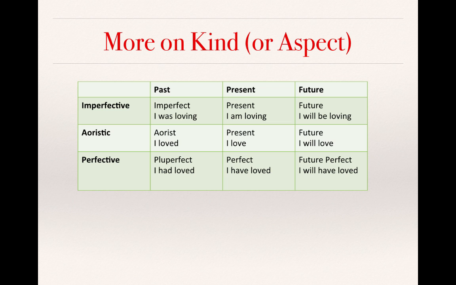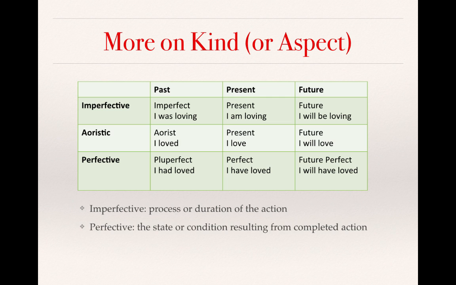So on the furthest left column, you see aspect: imperfective, aoristic, perfective. And in the row on top, you see the different times, so past, present, and future. And you see examples in English of, for example, a past imperfective action. So remember that imperfective action is a reference to process or duration. It's ongoing, it's continuous.